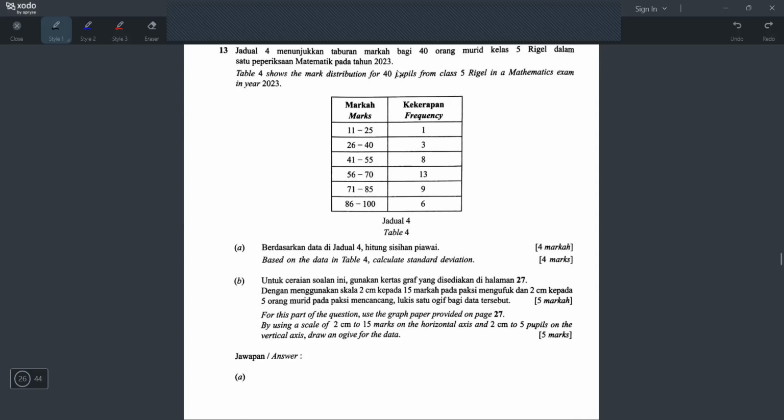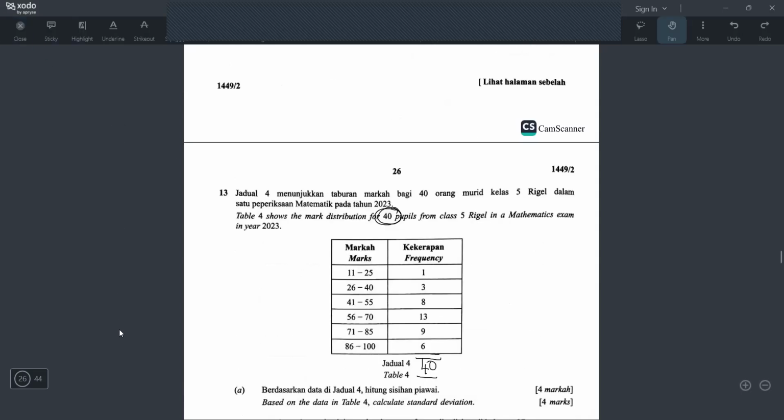Table 4 shows the marks distribution of 40 pupils from class 5 Regal in a mathematics exam in the year 2023. What is 40? Total pupils, it means total frequency. It means when you add all this, you will get 40. Now, A says, based on the data in table 4, calculate the standard deviation.